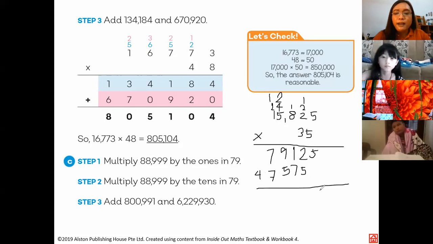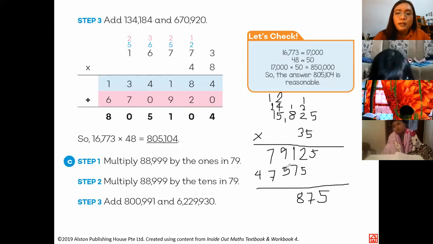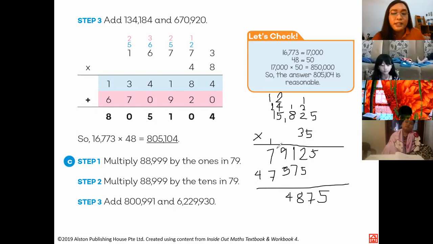Now let's add. 2 plus 5, that's 7. 1 plus 7, that's 8. 9 plus 5, 14. Carry 1. 7 plus 7, that's 14, plus 1, 15. And then 4. Is it correct, class? Hold on, just give me 1 second. Let me use my calculator. 15,825 multiplied by 35.